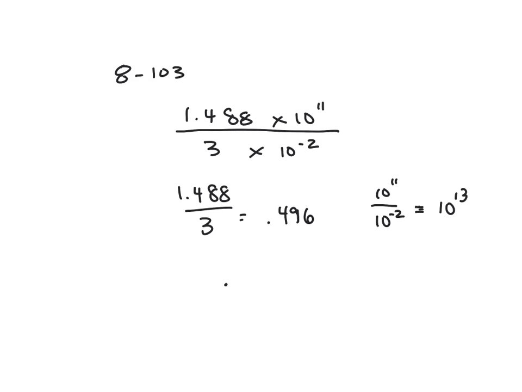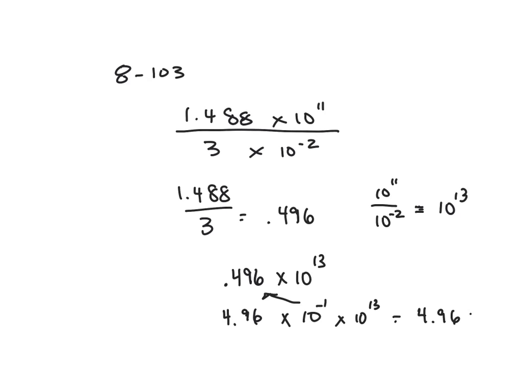So now I have 0.496 times 10 to the 13th. But this is not in scientific notation, so I need to make this 4.96 times 10 to something. Well, 4.96 times 10 to the negative 1 would change it back into this times the 10 to the 13th. So I now know that this is 4.96 times 10 to the 12th power.